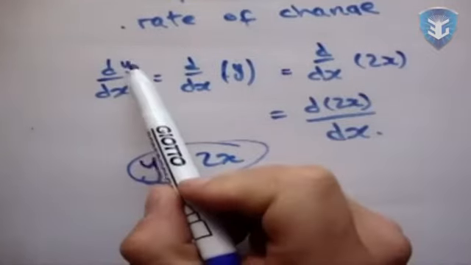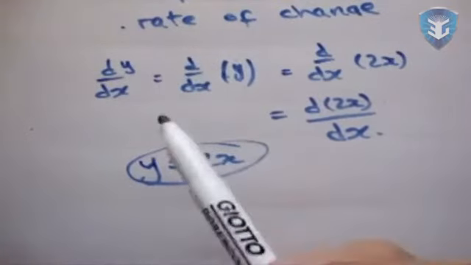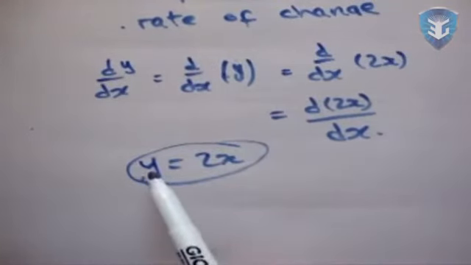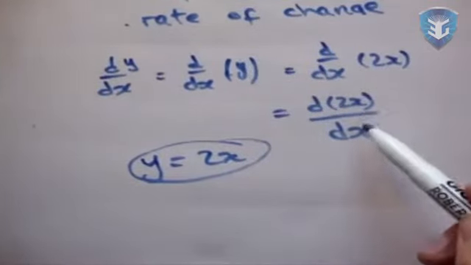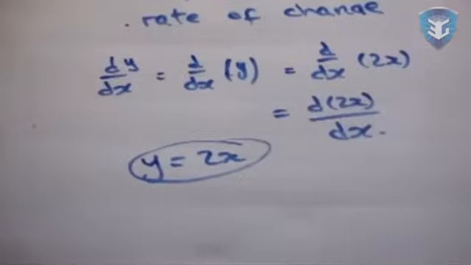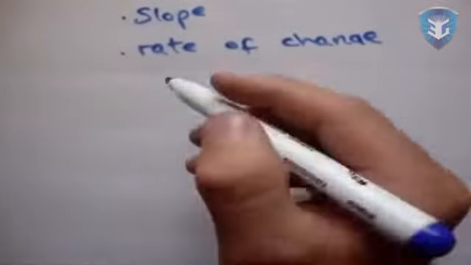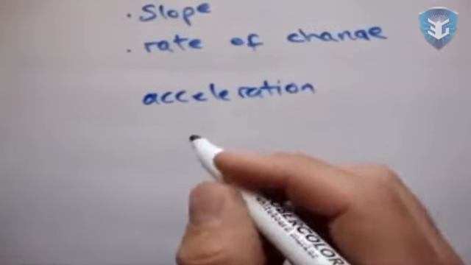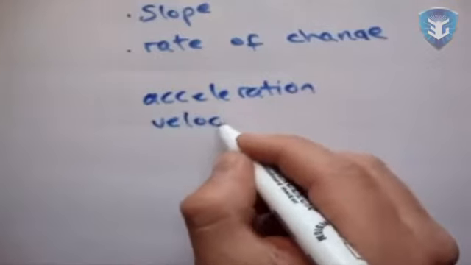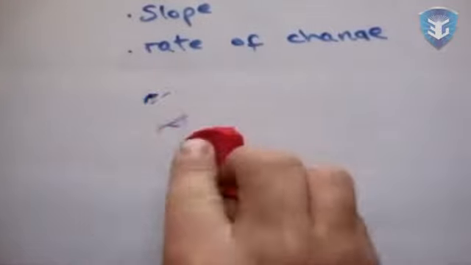So the rate of change of y with respect to x, the rate of change with respect to x of y, that's the same thing. If y is equal to 2x, you say the rate of change with respect to x of 2x, like that. So it means the rate of change or the slope. So you'll be using it in things like acceleration, velocity, and so on.